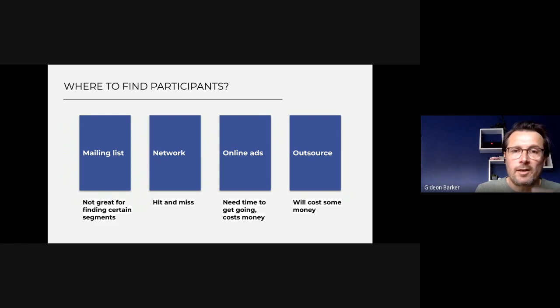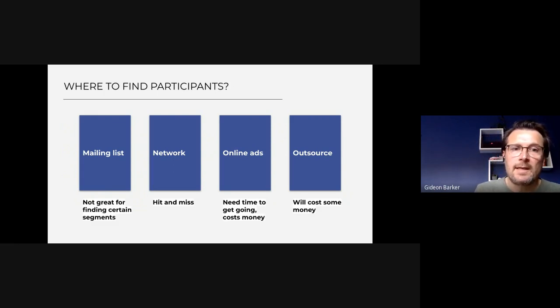But of course, it's not going to be the best way to find particular segments. So if you're looking for people that aren't already aware of your business or your brands or your products, then your mailing list is obviously the wrong place to go. So it very much depends on what you're trying to do. You can tap into your network. Again, a little bit hit and miss. Are you going to find the right type of people? Does your network have your target audience within it or not?